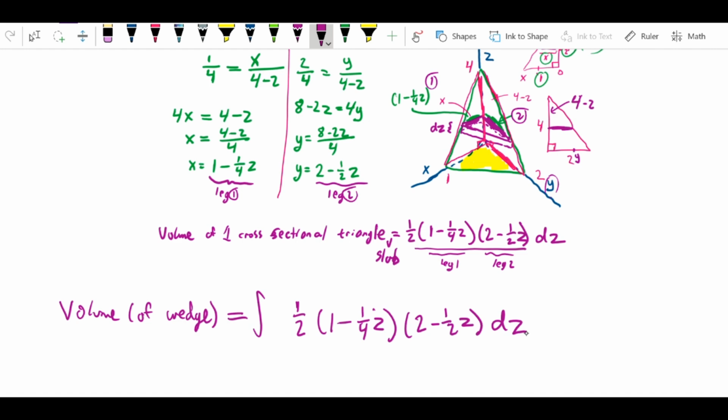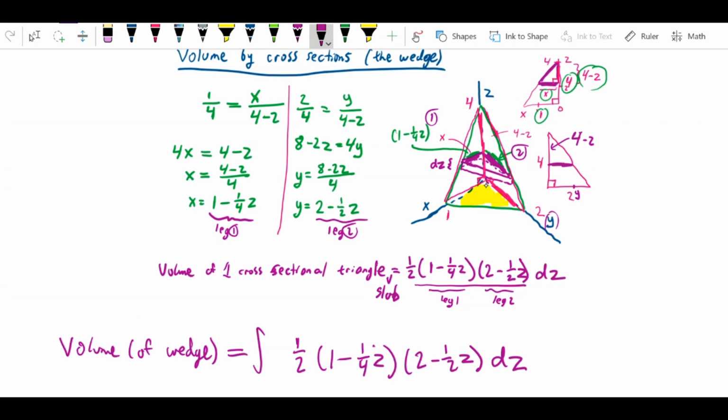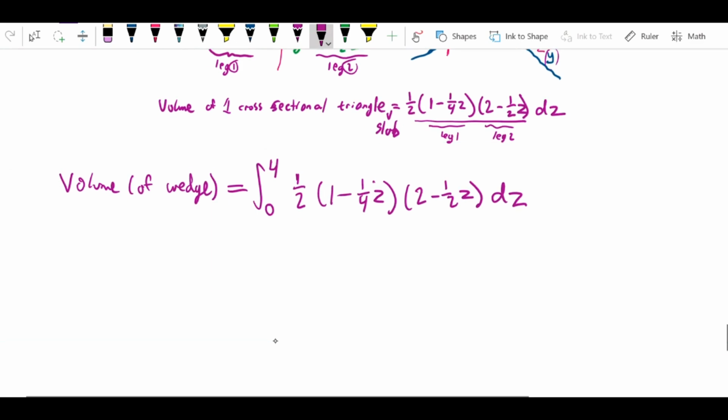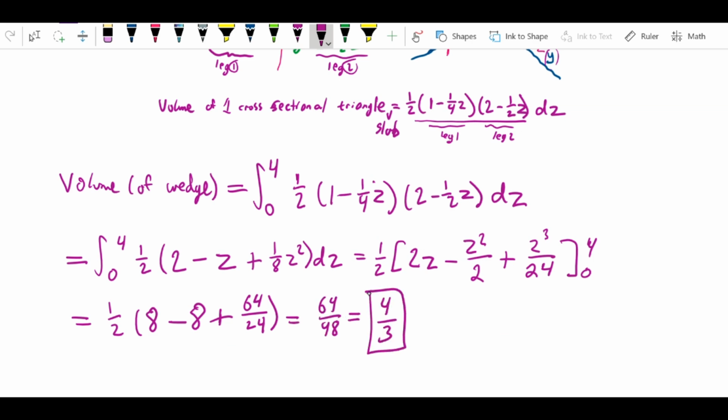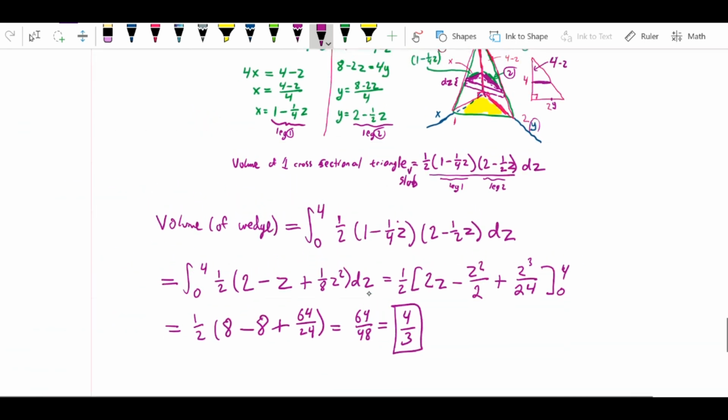So I have the integral. I'm going to add up all of these slabs, but I need to know from what to what. In other words, what is the lowest possible value of z? What is the highest possible value of z? Well, we see that this wedge runs from a low point of 0 up to a high point of 4 on the z-axis. So I'm going to integrate from 0 to 4, and now I have an integral that gives the volume of a wedge. So we can simply evaluate this. We're going to once again just zip through all the algebra. So the volume of this wedge is 4/3.